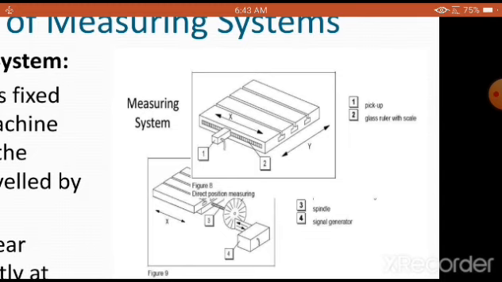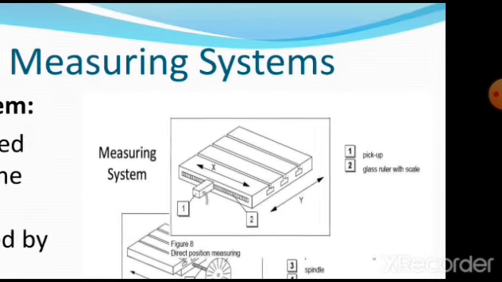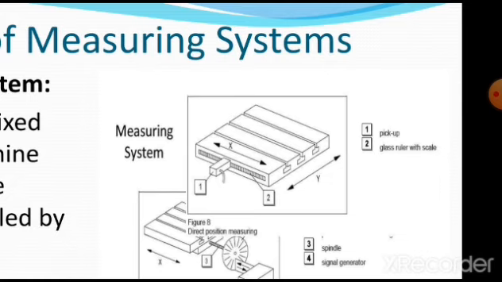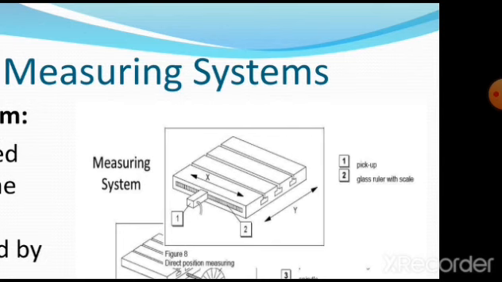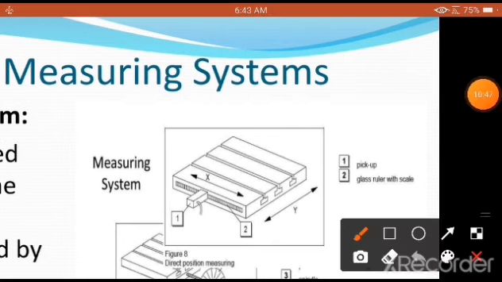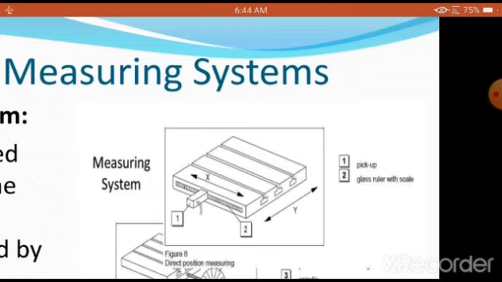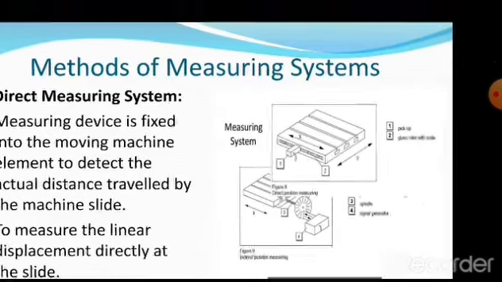Okay, that is very, very important. So now we need to understand here the point number 2 is called a glass ruler with scale. As we are going to see, these are called graduated scales, perfectly graduated scales on which a direct sensor is kept for monitoring the position or the movement of a table. Such a system we call a direct measuring system.